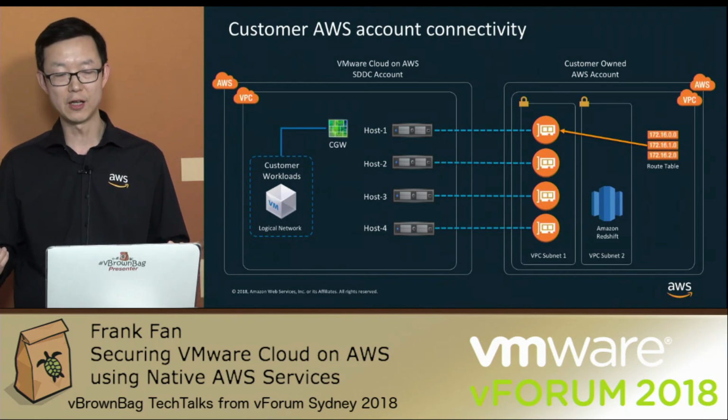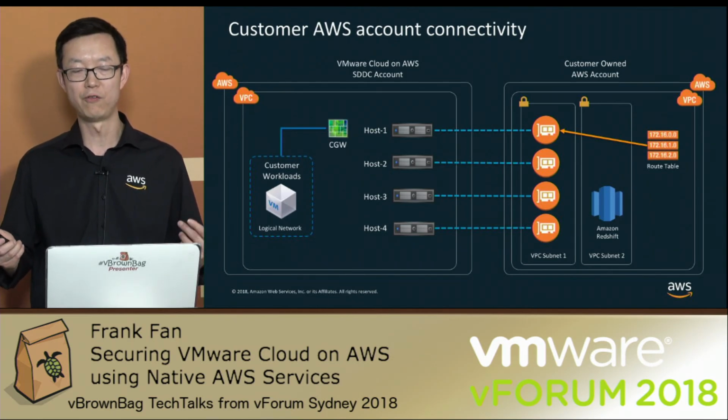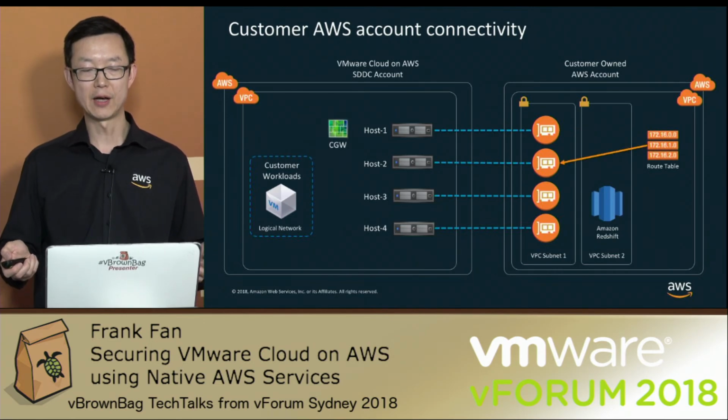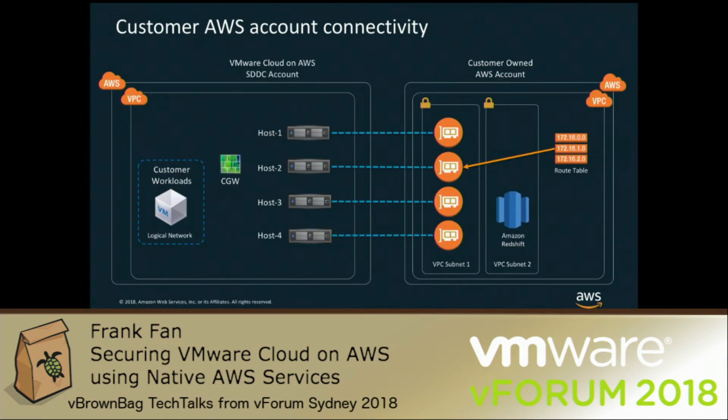In the event of failure of that CGW or physical host, VMware will start another CGW on the alternative host, in this case host 2, because VMware has permission to update the routing table, so it will change automatically for you. So this will be a very transparent experience for end users.